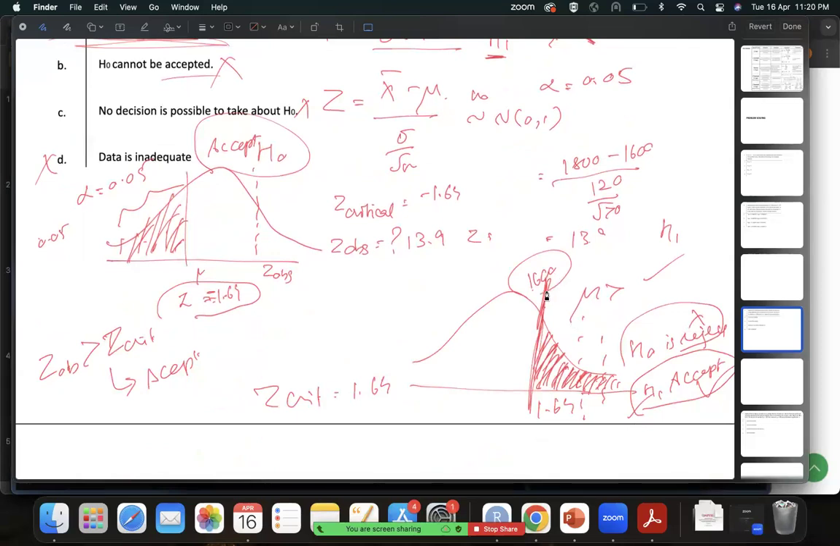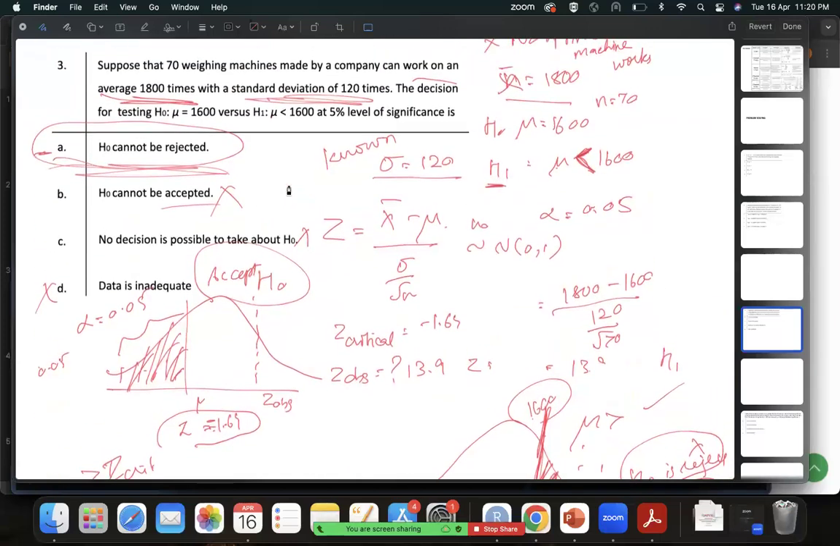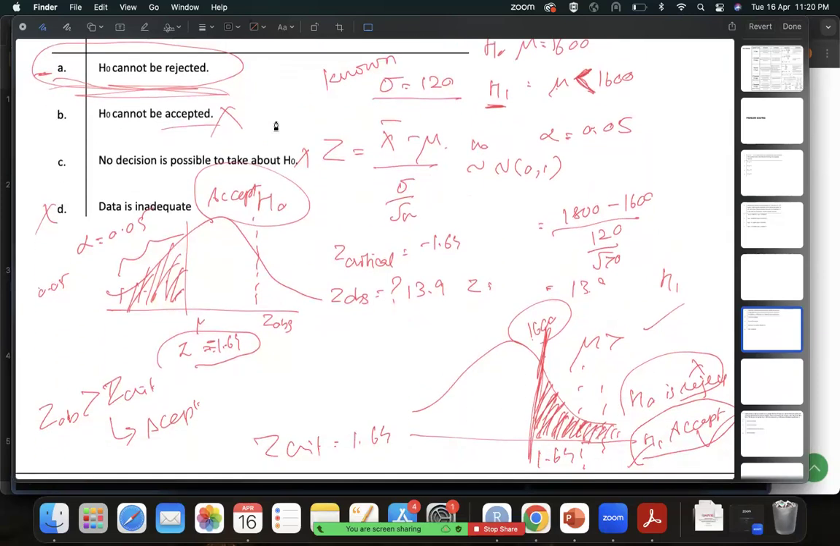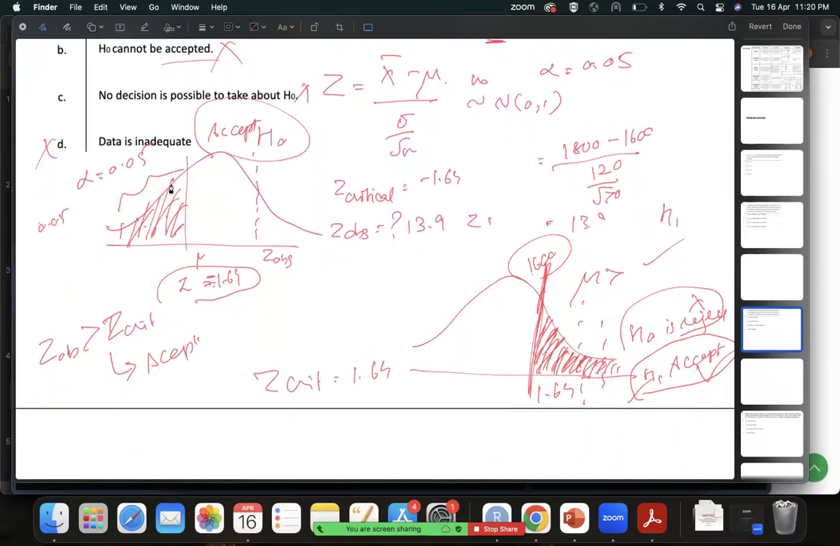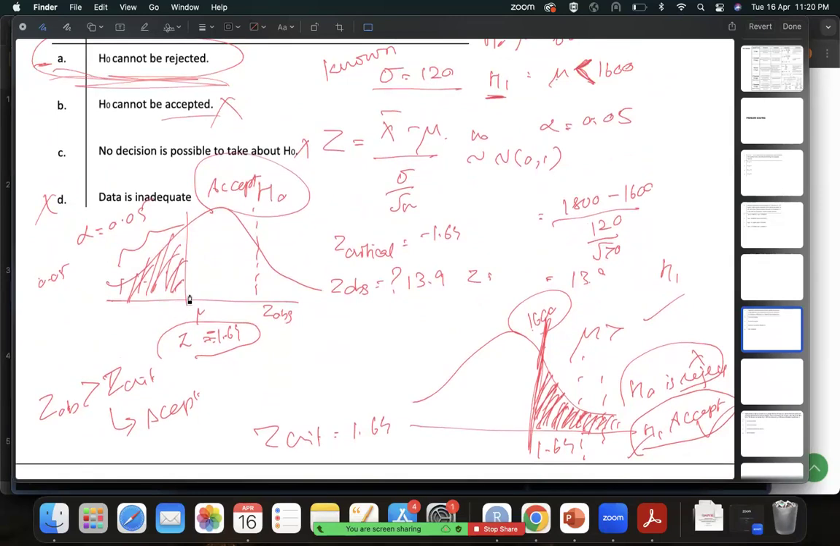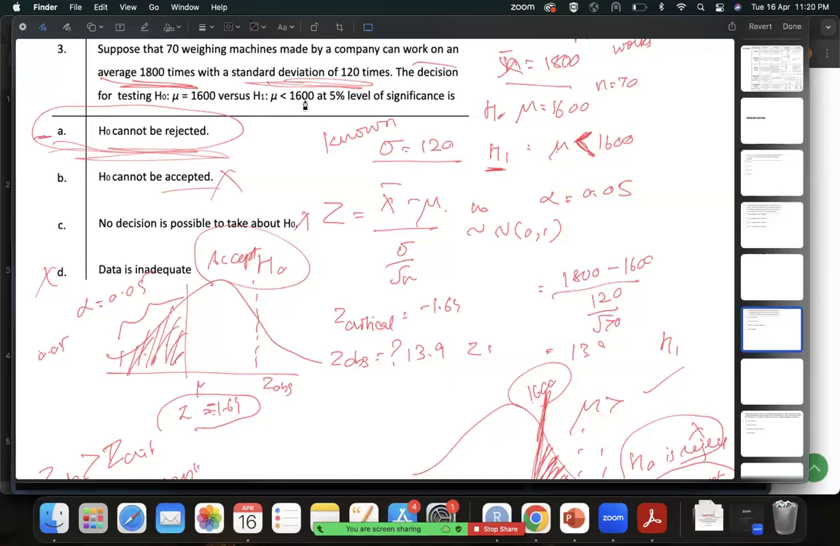So in the current question, this is your mu. Mu equal to 1600 is on this line. But you have to consider the alternate hypothesis H1: mu less than 1600. So the shaded region is your alternate hypothesis, the negative side: the H1 acceptance region and H0 rejection region. When you calculate, your Z observed falls in your unshaded region. So mu less than 1600 becomes false. Your alternate hypothesis is wrong here because your value falls here.